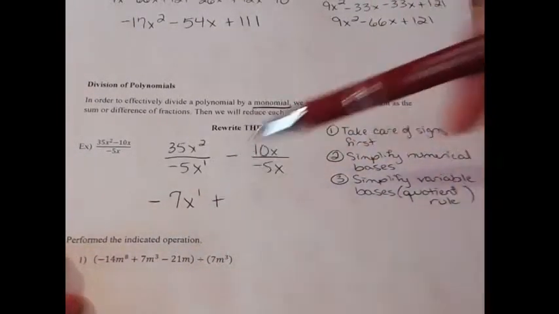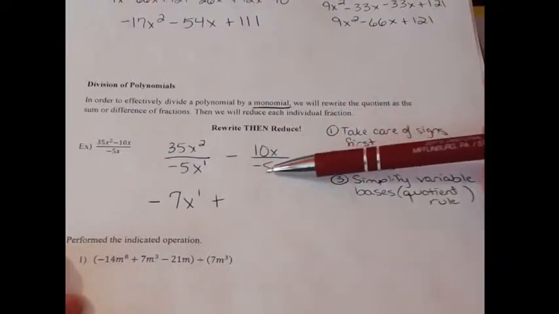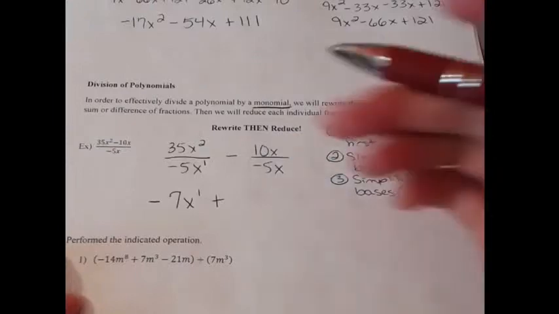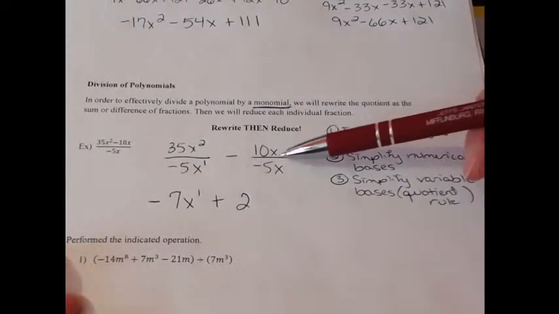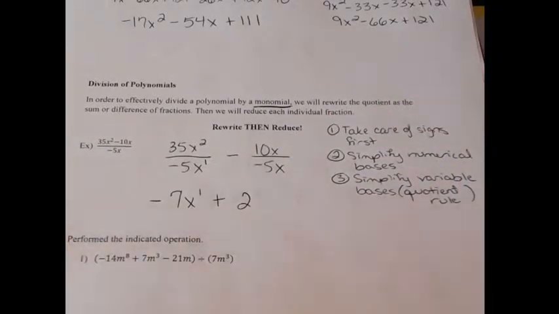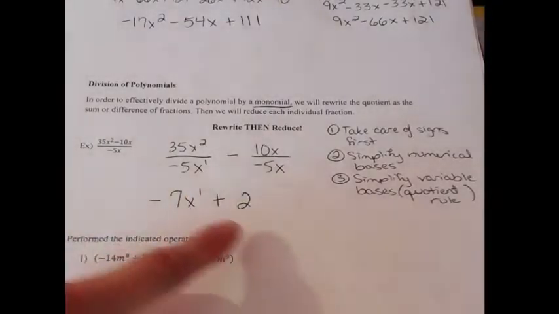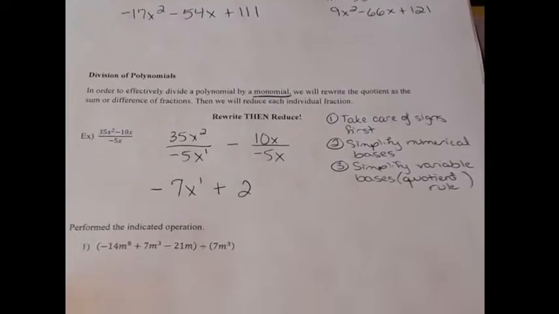So negative divided by a negative is a positive. Next, I have a 10 in the numerator and a 5 in the denominator. 10 divided by 5 is simply 2. Notice my x to the first power over x to the first power. So these will divide out and it leaves you with a 1. So 2 times 1 is simply 2. So your final answer is negative 7x plus 2. Excellent.